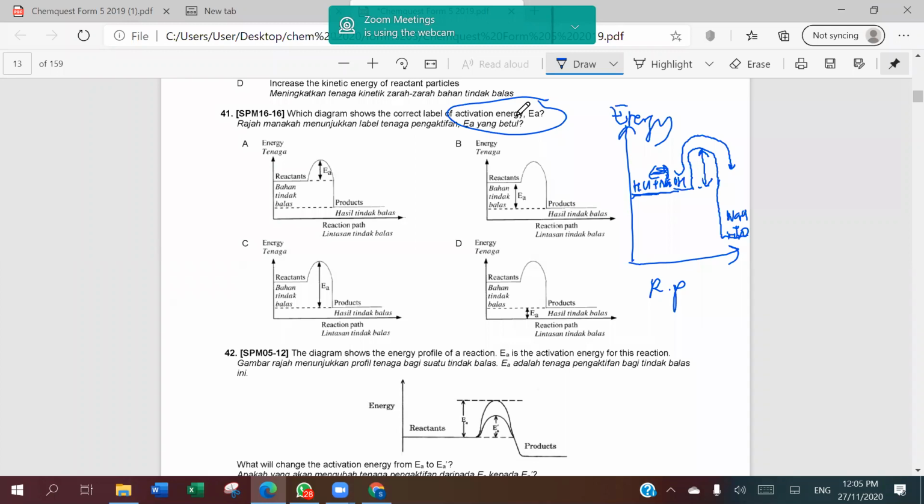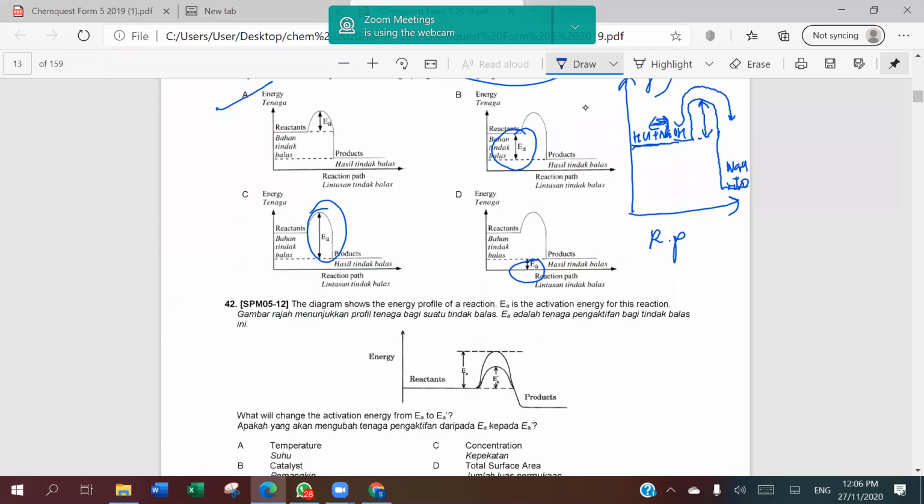Because your reactant is the one that must have the energy to overcome the activation energy. You look at B, it's going downwards for what? You look at C, it is going somewhere else. You look at D, going somewhere else, I don't want. It must be from my reactant to the peak. So that will be my answer. What is my answer, class? A. A, teacher. Okay, good job. Okay, move on. 42.